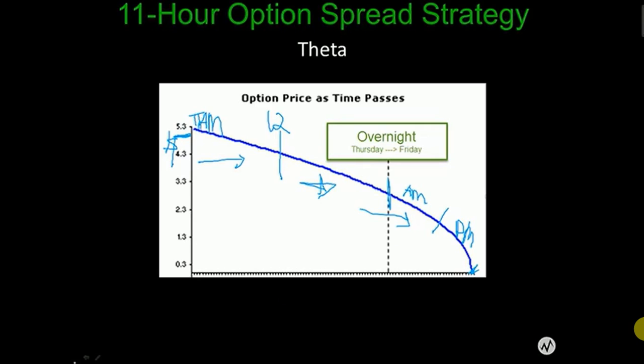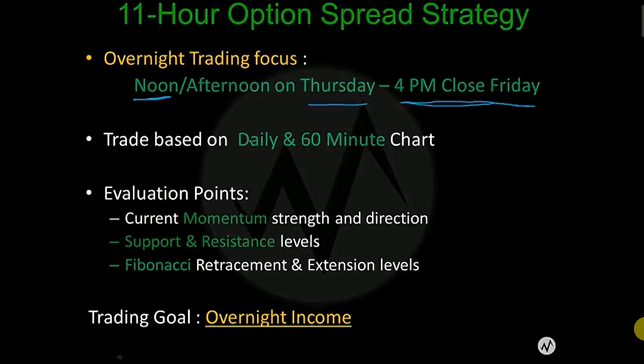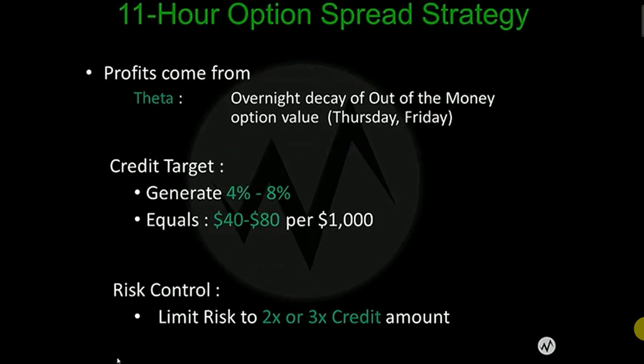Again, it is based on a 60-minute chart. We want to monitor momentum, and then we are looking for overnight income. It's a quick move. Profits again come from theta, the value of the option going from Thursday to Friday, and then there's the rapid decay on Friday itself. We're going to try to get 4 to 8%. What happens if we get 4 and we stay at 4? As long as you can consistently earn, it's not a bad deal.